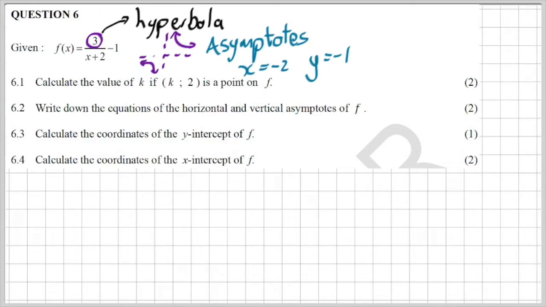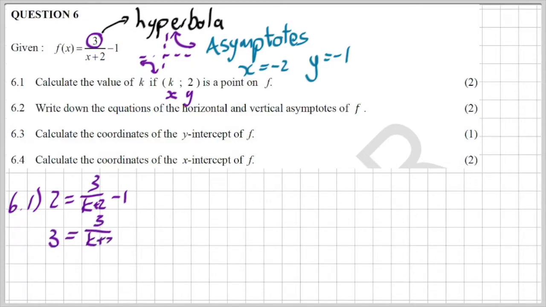At this moment, I'm going to also go over to the questions. Let's look at question 6.1. It says, calculate the value of k if (k, 2) is a point on f. In other words, in 6.1, x is k and y is 2. So if I substitute that in, I now have an equation to solve. So let's go and solve it.